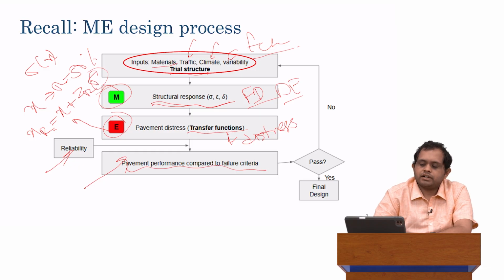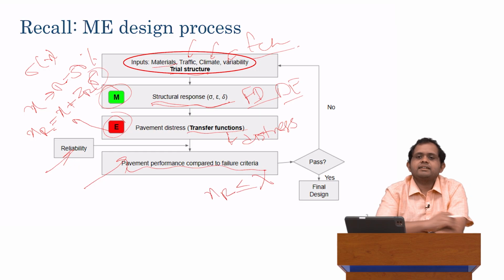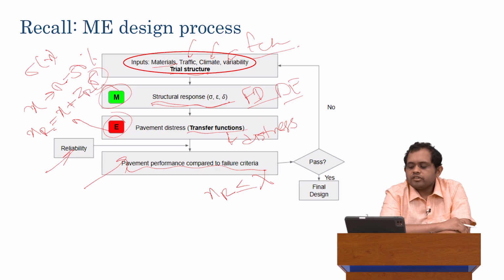So this reliability is added, and this xr is then going into the next box, which is pavement performance compared to failure criteria. So we see, is xr less than or equal to some failure criteria x. The failure criteria x could be, for example, the percentage of slabs cracked, that is transverse cracking. Maybe the required value or the maximum threshold is, say, 20%. It depends on the road, it's an agency decision.